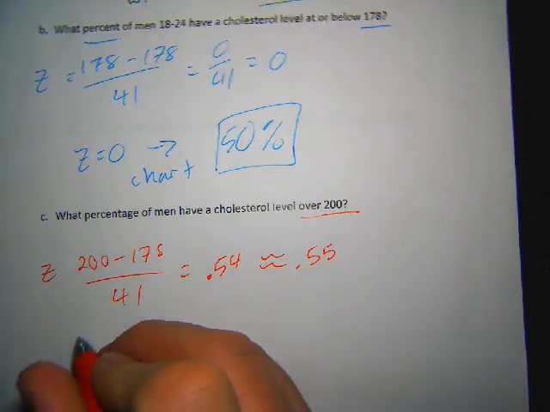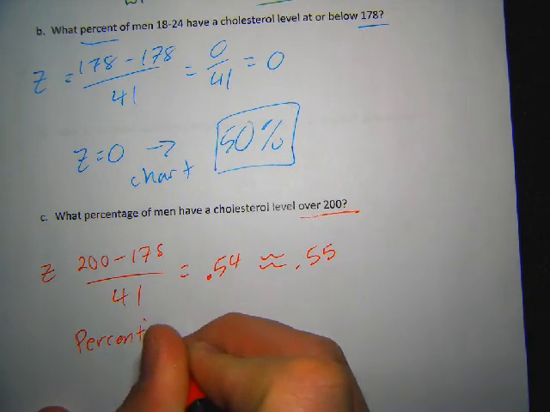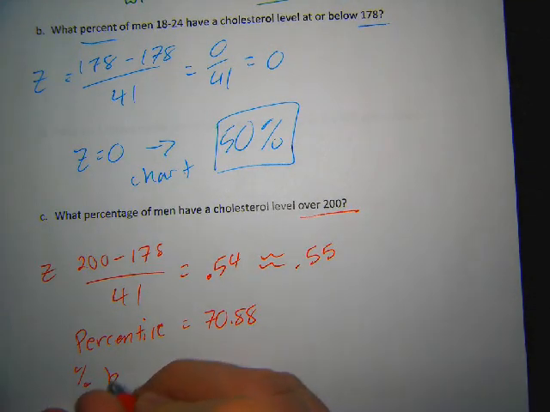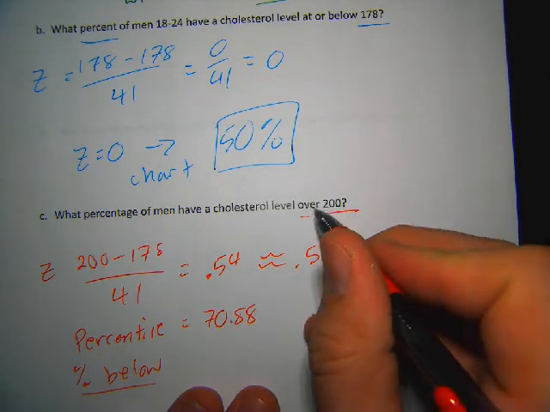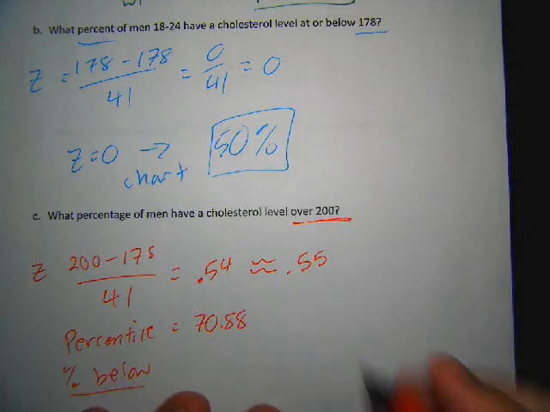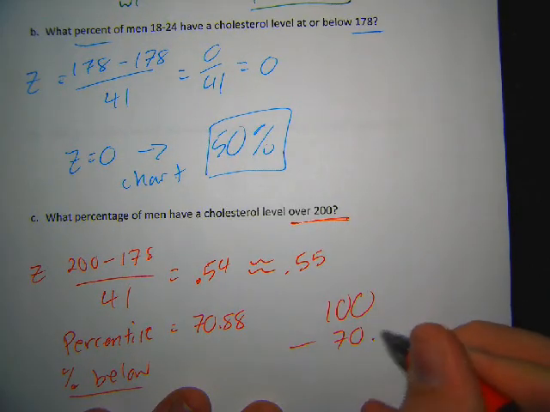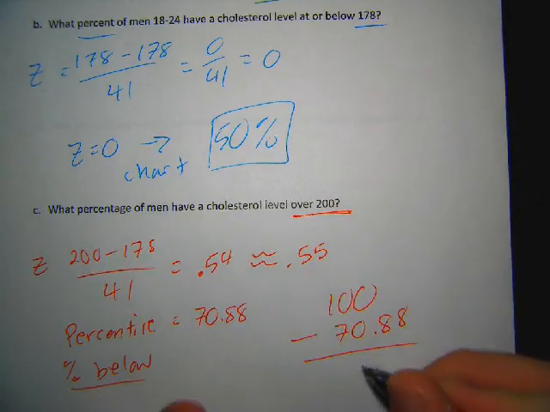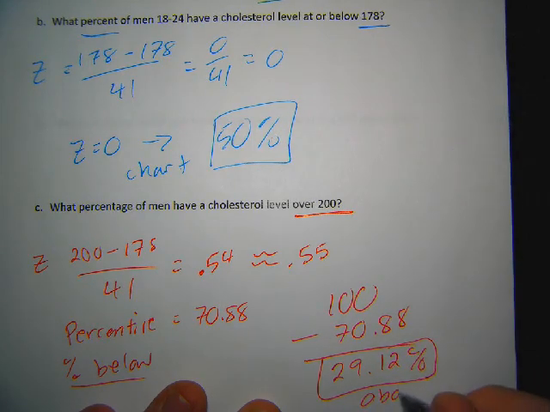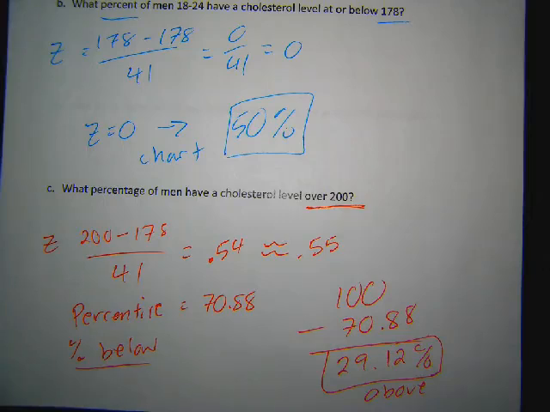So the percentile equals 70.88. Remember, this is the percent below. We want the percent over 200. So anytime we want to go above, you don't want to go below. Well, you're still going to use the percentile chart to get your percentile. We have one more step. You're going to take 100, which is everybody, subtract the percent below, and your answer, what you have left, in this case it's like 29.12. That is the percent above. If you have 40% below, you're going to have 60% above. If you have 70% below, you're going to have about 30% above. So it's close to 30%. That's what that is.